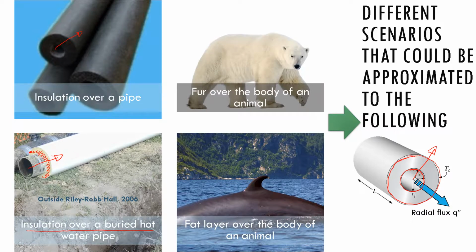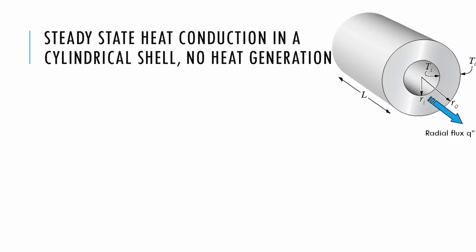Other more exotic scenarios could be heat transfer from the inside of an animal through its fur. Okay, and likewise here, heat transfer through a layer of fat, for example. So all these are situations that we may be able to simplify as heat transfer through a cylindrical geometry. So now let's keep going.